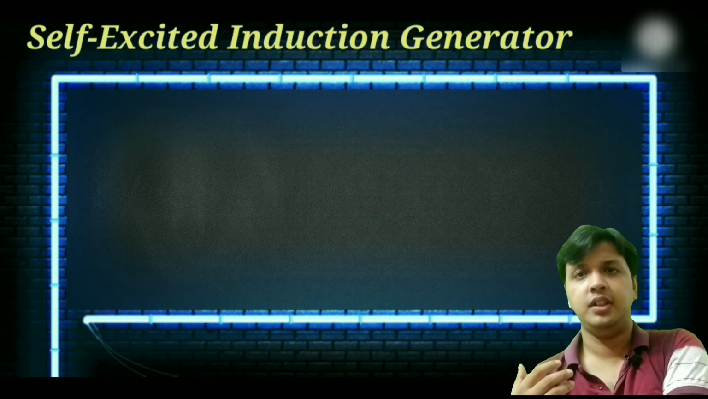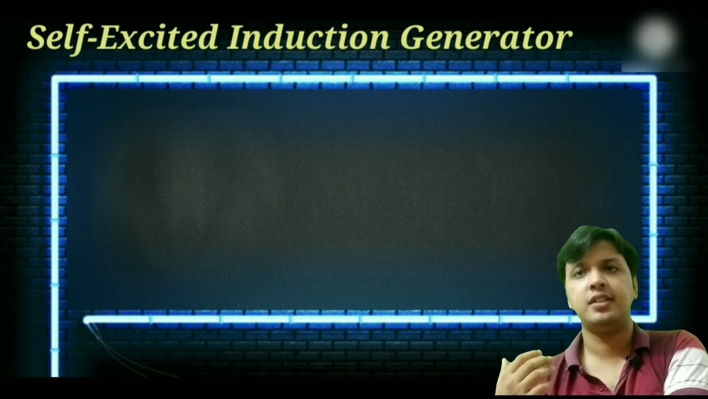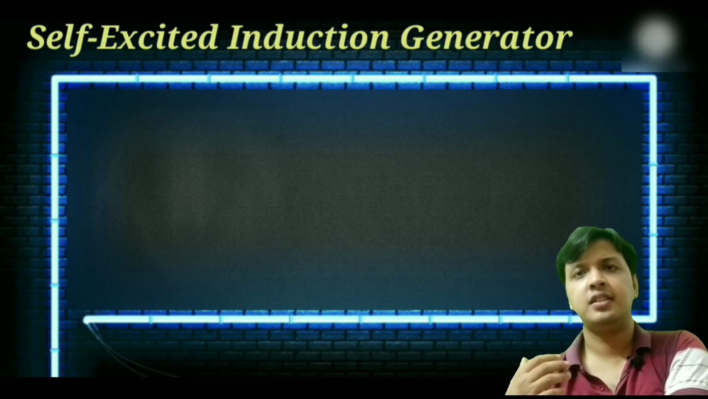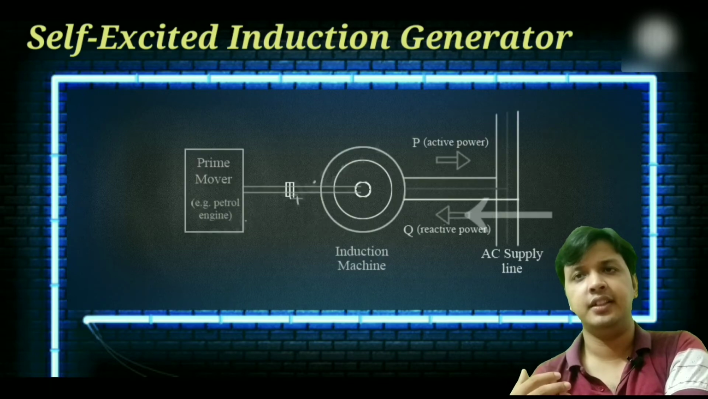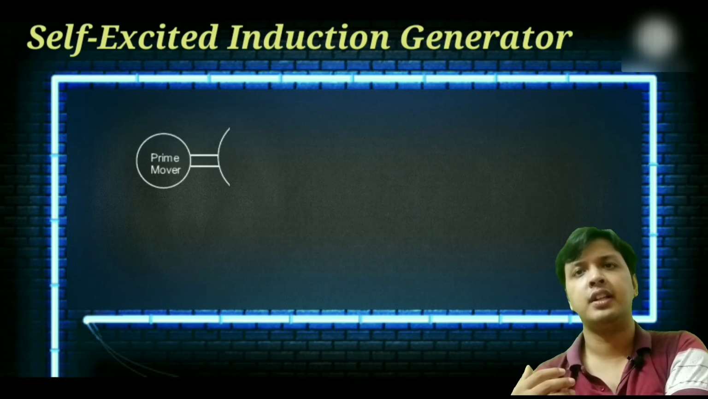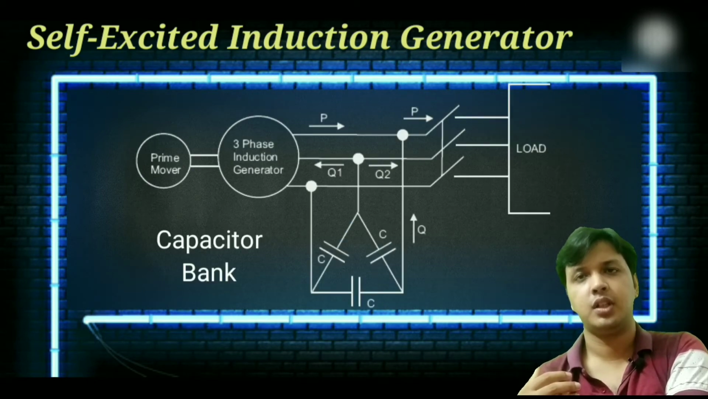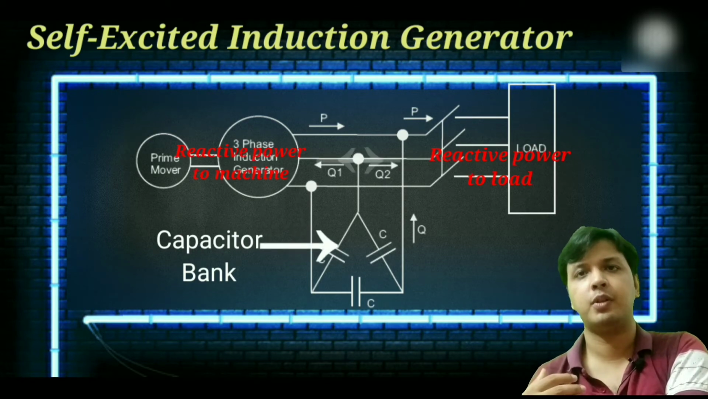Self-excited induction generator. It is clear that an induction machine needs reactive power for excitation, regardless of whether it is operating as a generator or motor. When an induction generator is connected to a grid, it takes reactive power from the grid. But what if we want to use an induction machine to supply a load without using an external source? A capacitor bank can be connected across the stator terminal to supply the reactive power to the machine as well as to the load.